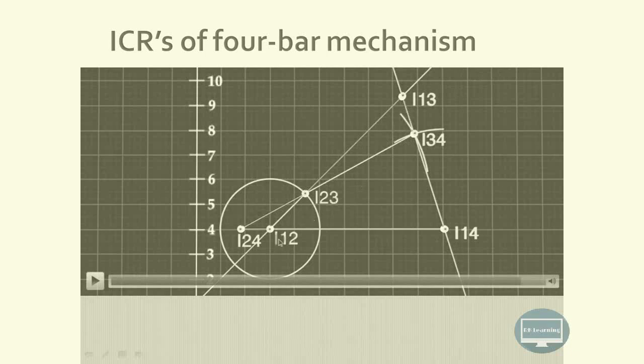So once again, try to understand. It is I12, I23 that we have extended over here. Similarly, I14, I34, that line also we have extended. Wherever these two lines meet each other, that is our I13 ICR. Similarly, the line joining I12 and I14 we have extended over here, and the line I23, I34 is already joined and we have extended that also, so that they intersect each other at this particular point, which is known as I24.